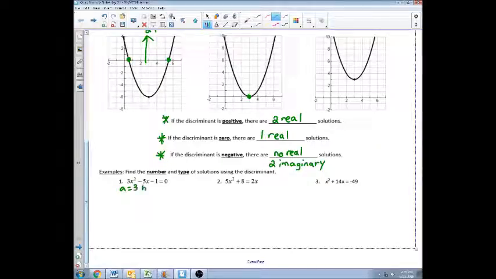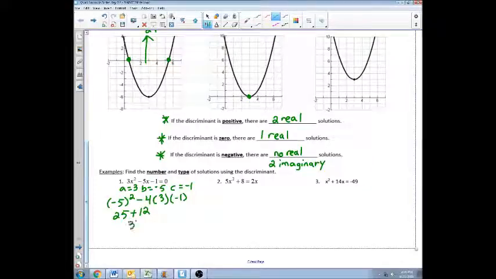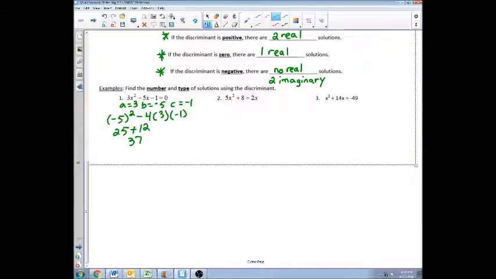So A is 3, B is negative 5, C is negative 1. This would be negative 5 squared minus 4 times A, which is 3, times C, which is negative 1. Negative 5 squared would be 25. Negative 4 times 3 times negative 1 would be positive 12. That would get me positive 37. So I would have 2 solutions, and they would both be real. That is what it is asking us to find, how many solutions I'm going to have and whether they are real or not.